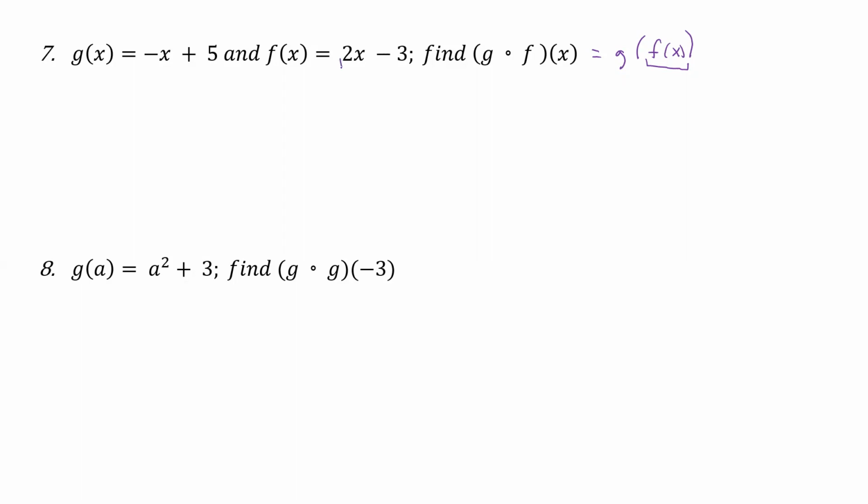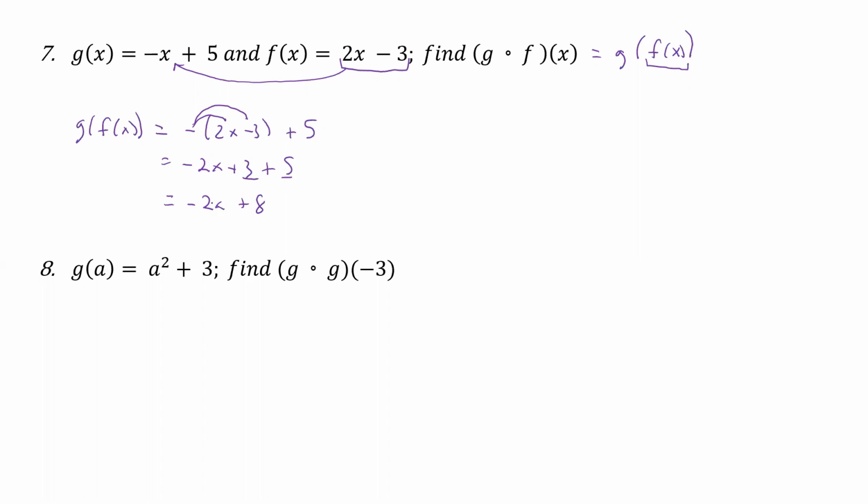So we're taking basically this piece here, and we're going to replace all the x's in our original g of x. So f of x is negative 2x minus 3, and then plus 5. Now we simplify, distribute across. That's going to be a minus, minus 2x plus 3 and plus 5. Well, there's only like terms here and here, so we have a minus 2x plus 8.